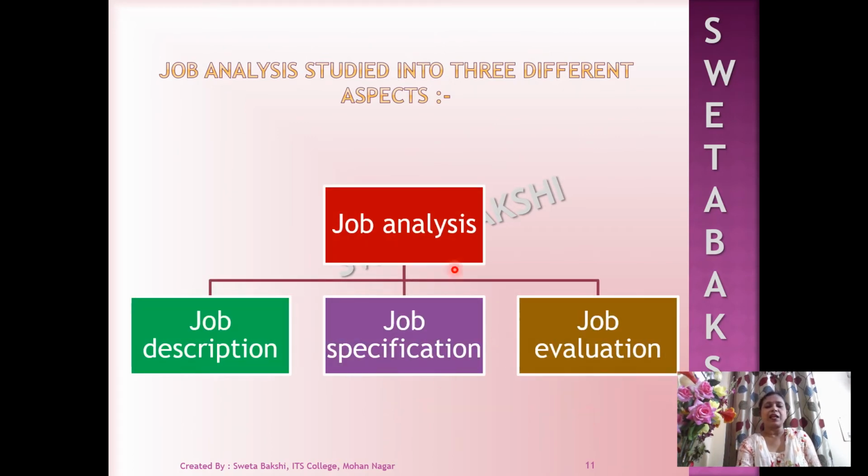When we analyze the job, we have to analyze it in three different aspects, that is job description, job specification and job evaluation. Job description talks about the job, job specification talks about the job holder, the person who will be performing that particular job, and job evaluation is a comparative study among the different jobs lying within the organization, which decides upon the hierarchy of the job.